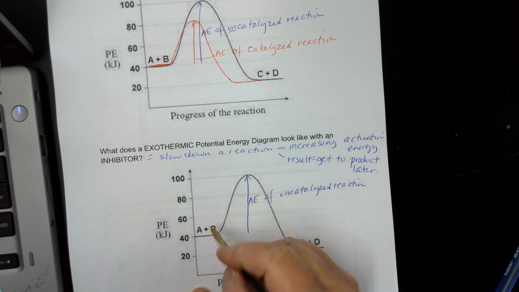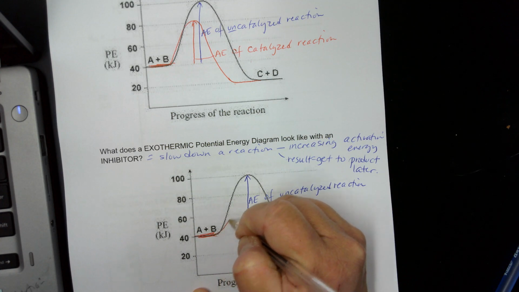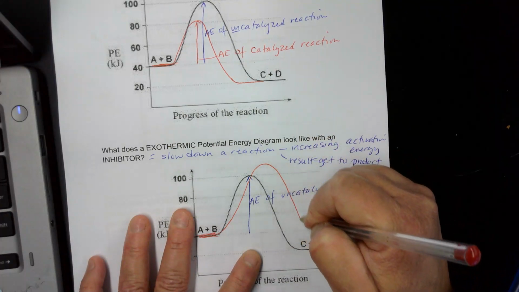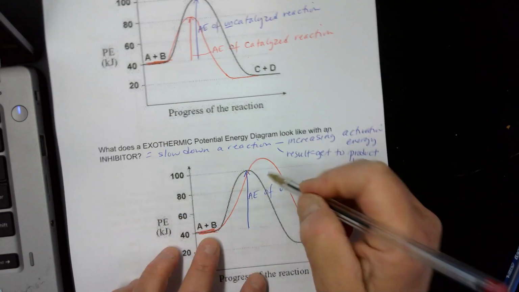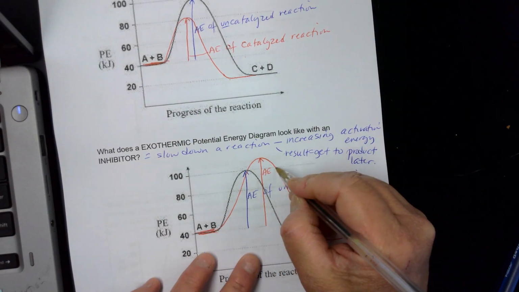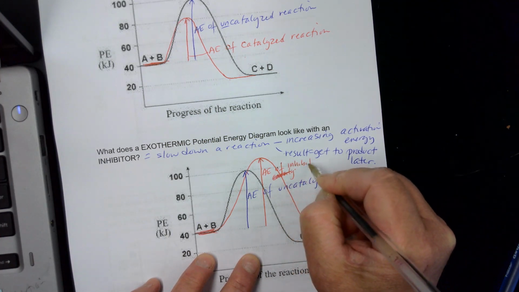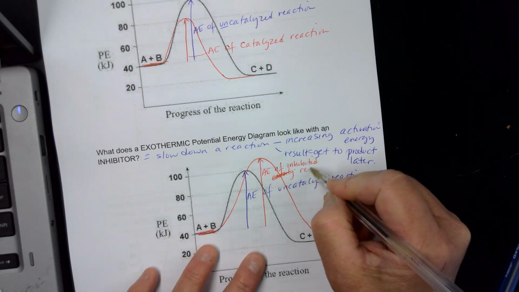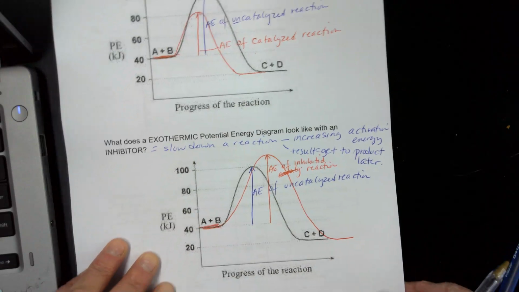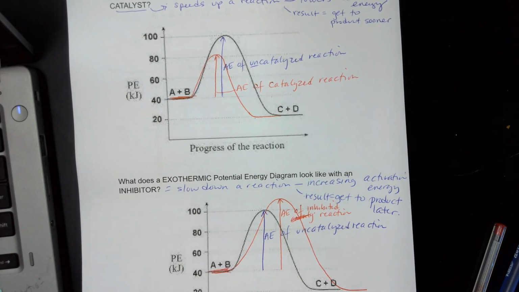But if we add an inhibitor, we're going to start at the reactants and end at the products, but the peak is going to go higher, and it's going to be shifted to the right so that it gets to the product energy later. And so now this red arrow represents the activation energy of the inhibited reaction. Okay, so that's the effect of a catalyst or an inhibitor on an exothermic reaction.